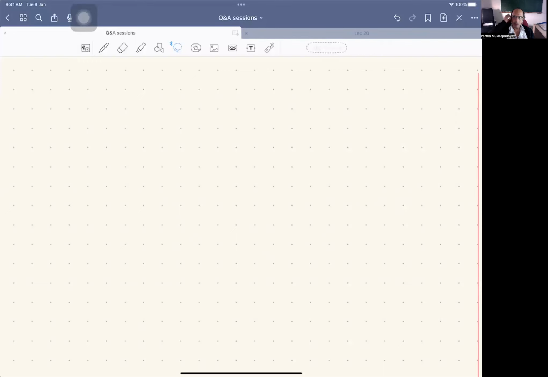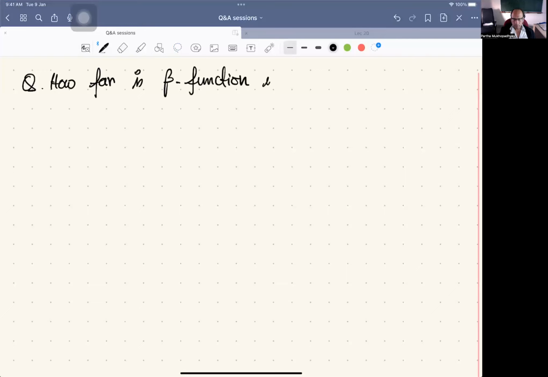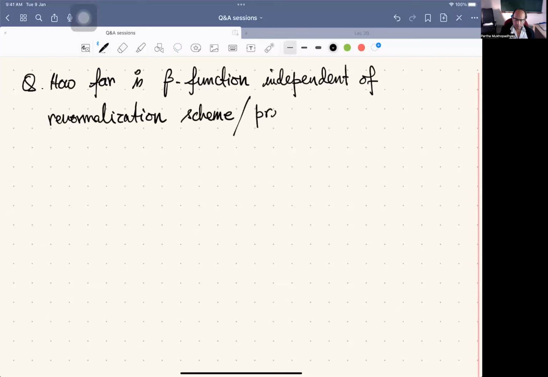Okay, so the question that we will be discussing now is: how far is the beta function independent of renormalization scheme or prescription?